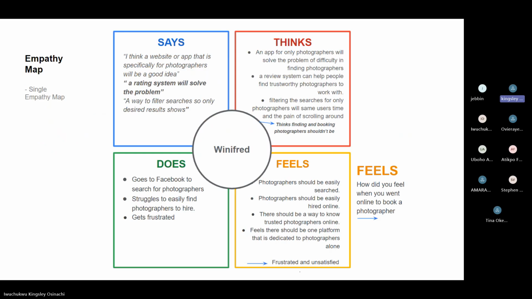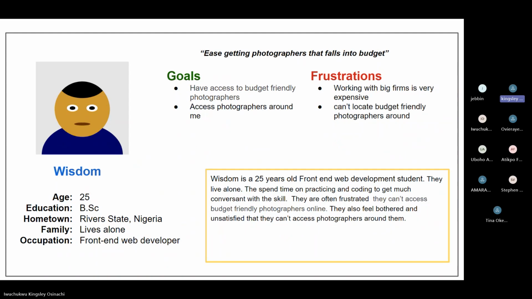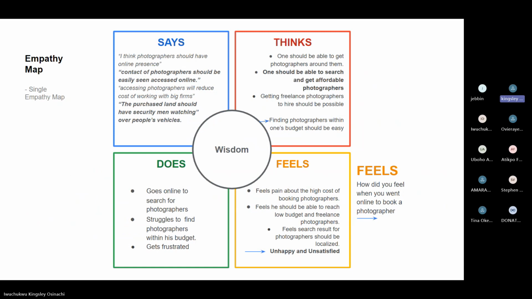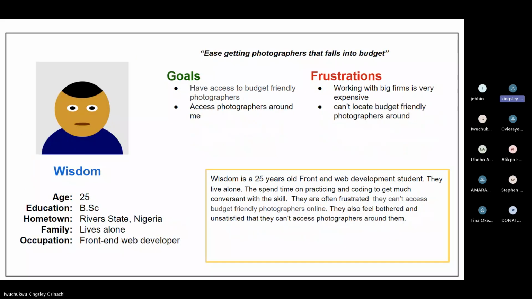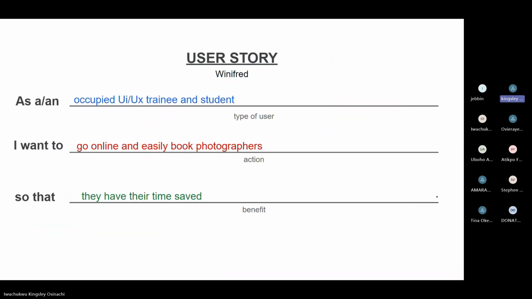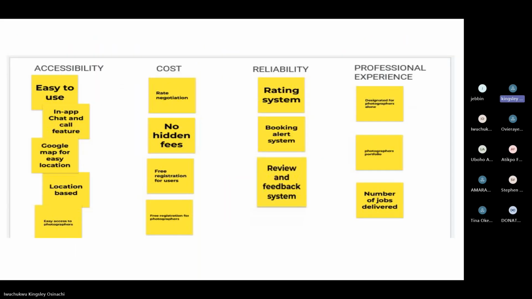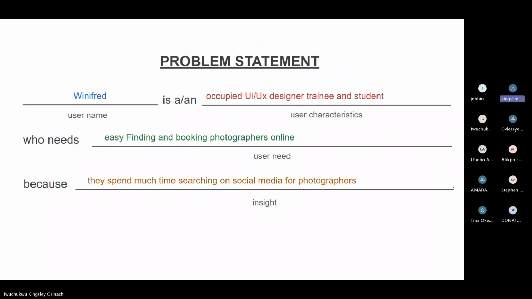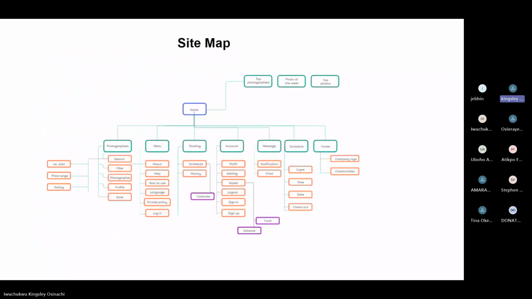And at the end of the day, they made it to my persona, right? So this is Winifred and this is Wisdom. So these are the two things we'll be looking at. When we look at empathy map, we look at user interview and persona. So you see that there are different concepts. There is user story, there is user story map, there is value proposition, and the rest of it. As time goes on, we'll be uncovering some things. We'll look at problem statements and the rest of it, competitive audits, site map, and the rest of it, right?